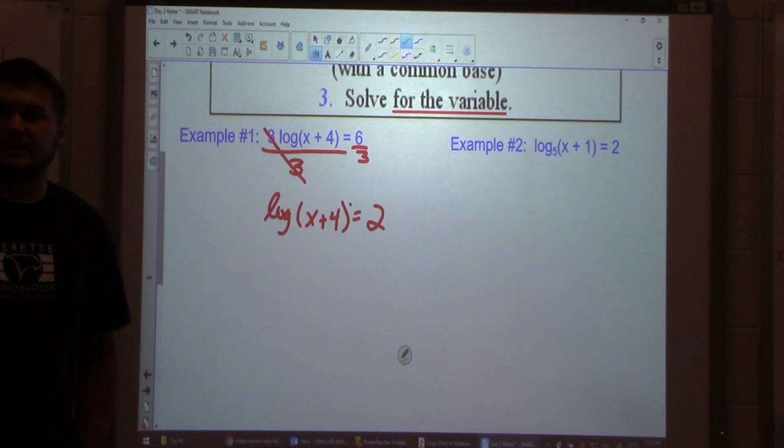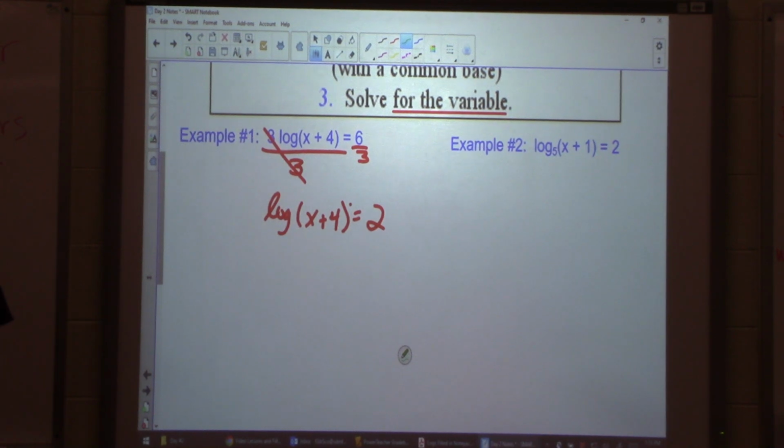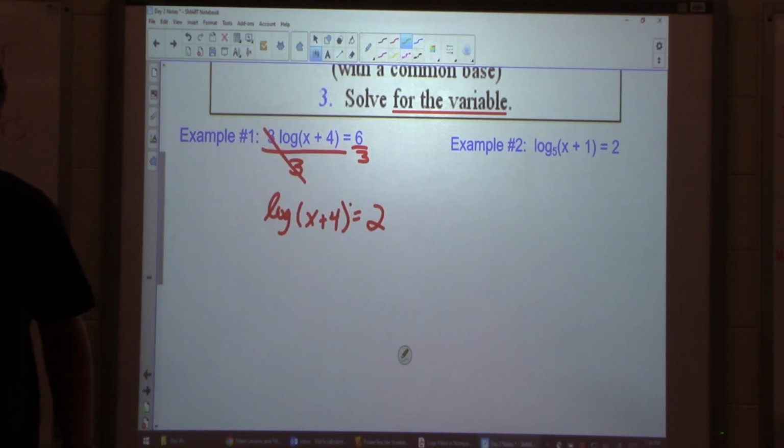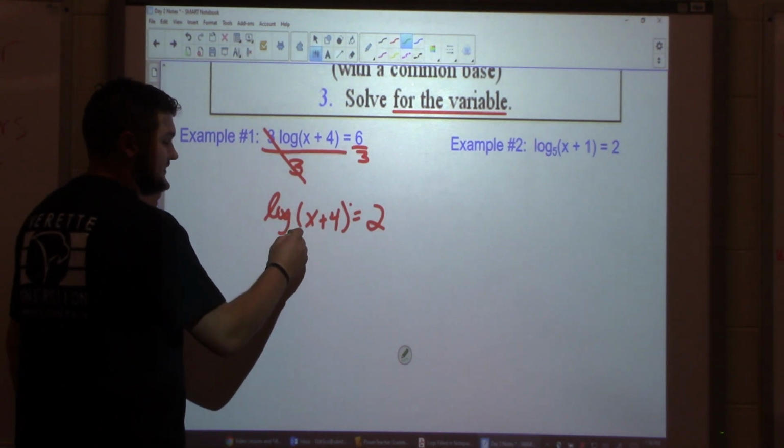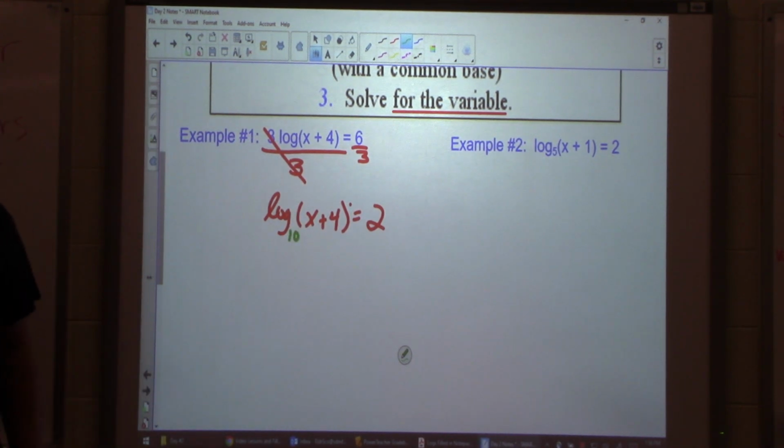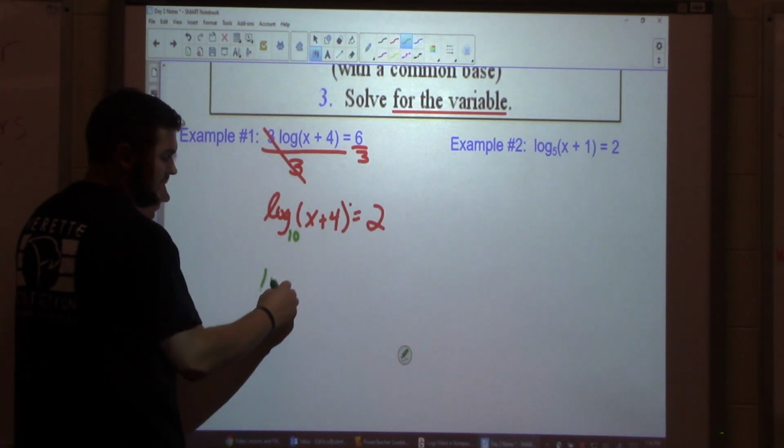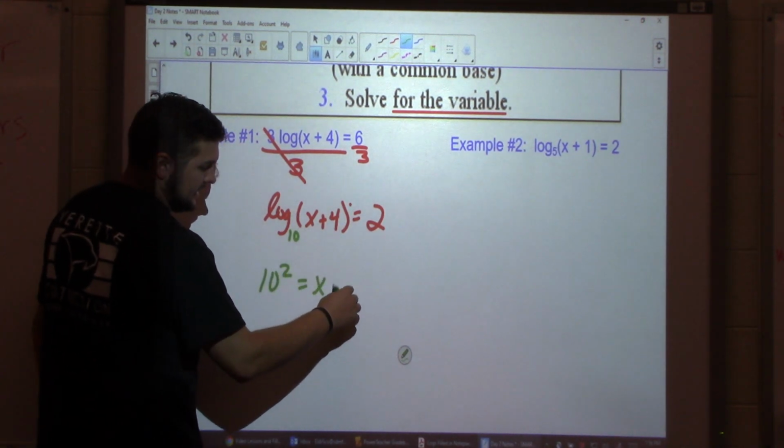But I don't have a base. It's 10, right? We said that is the common logarithm. If it doesn't have a base, it is a base of 10. So I can switch it to exponential form: 10 squared equals x plus 4.